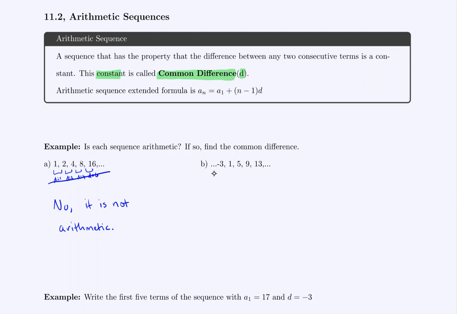Take a moment to investigate the behavior of the next sequence described in Part B. How do we get from -3 to 1? We add 4. Let's see if this behavior is consistent. How do you get from 1 to 5? You also add 4. It's holding up so far. From 5 to 9, you also add 4. 9 to 13, you also add 4. So of all the terms that we see pictured, you're adding a constant term of 4. That tells us that this is an arithmetic sequence, and the common difference is 4.